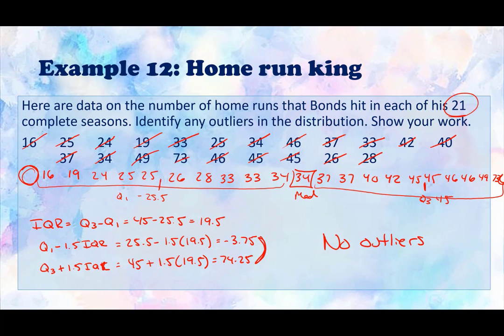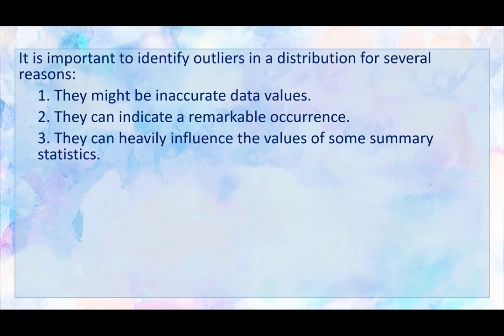So, it is important to identify outliers in a distribution for several reasons. The first one is the most common, that there was inaccurate data values put in, and it happens all the time. Like you're putting a whole bunch of numbers in your calculator, instead of a 33, you put a 3. Okay, that will probably show up as an outlier depending on what your data is. So it's very important that you look into outliers for that first reason.